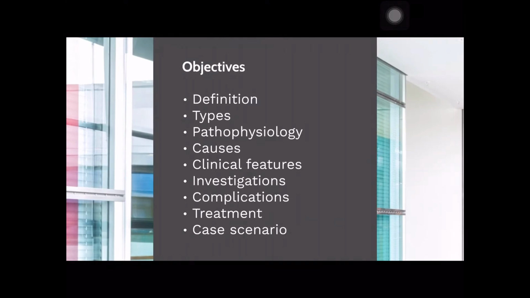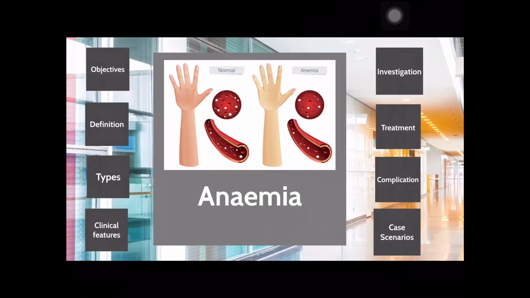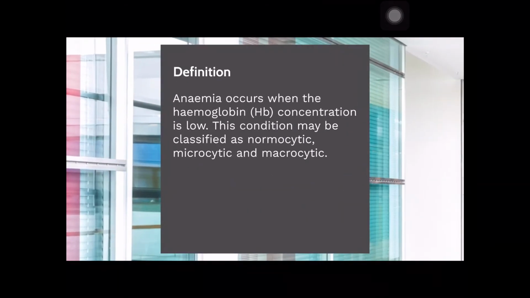Today in my video, I'd like to talk to you all about anemia in detail. So without further ado, let's move on to the definition of anemia. Anemia is defined when the hemoglobin concentration is low. This condition may be classified as normocytic, microcytic, and macrocytic.